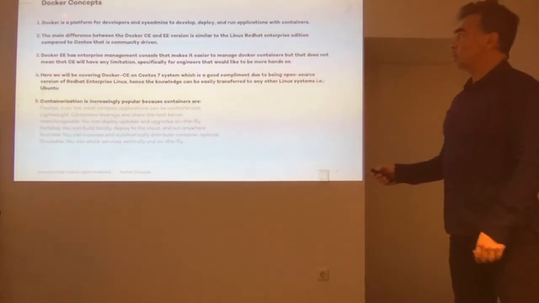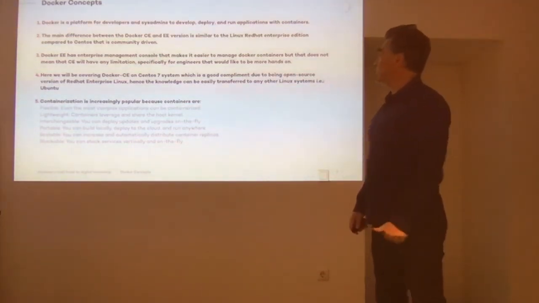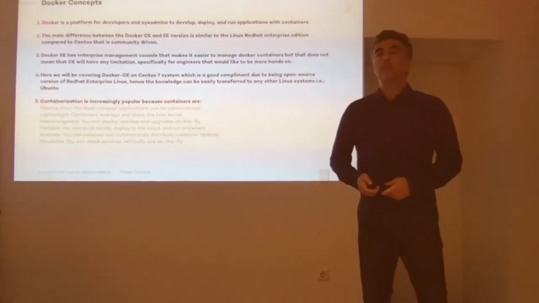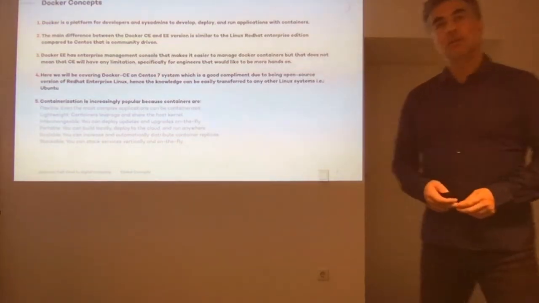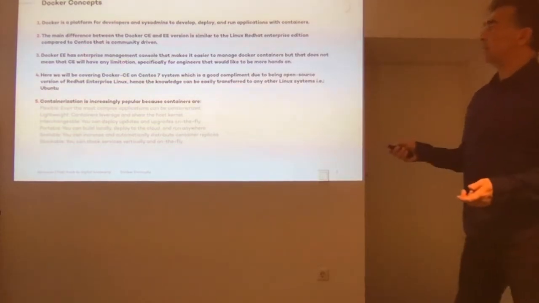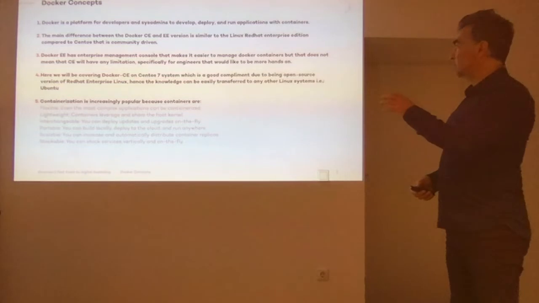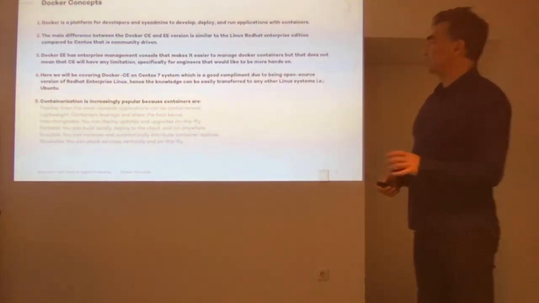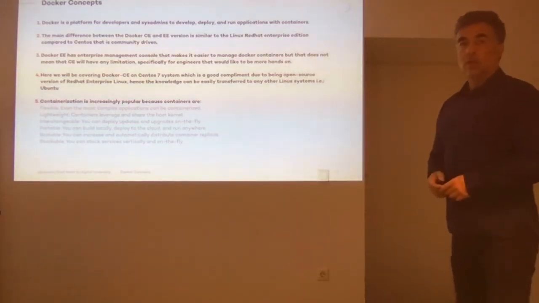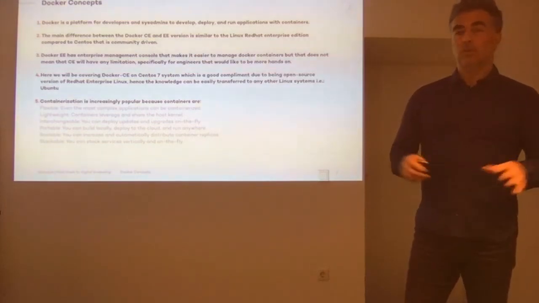So the main difference between the Docker CE and EE version is similar to Red Hat Enterprise Linux compared to CentOS, which is community driven. CE is Community Edition and EE is Enterprise Edition. Docker EE has an Enterprise Management Console that makes it easier to manage Docker containers, but that does not mean CE has any limitations, specifically for engineers who would like to have hands-on experience. A lot of the controls are command-driven.